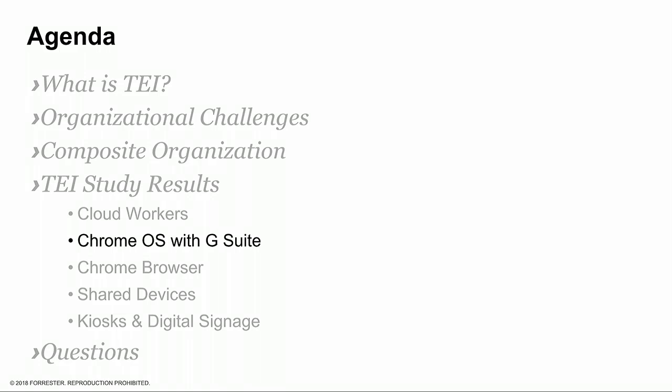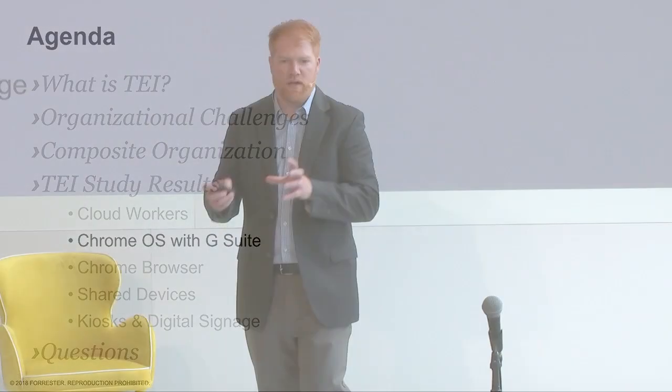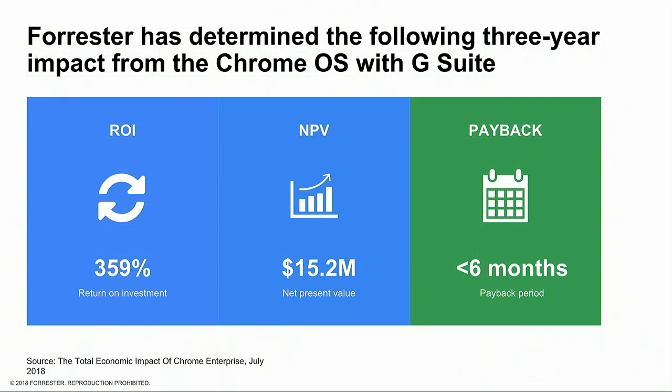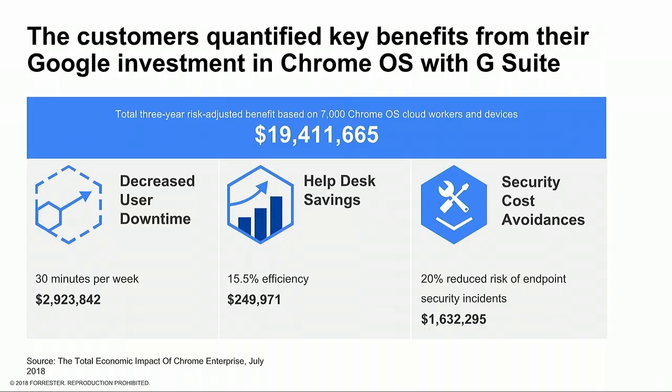So we're going to move on and focus a little bit more on the software and the ability to use that software from these cloud workers. And we're going to talk a little bit more about G Suite and the productivity gains that organizations are seeing with G Suite. So for this study, the ROI was around 359%. The NPV about $15.2 million, and the payback again being less than 6 months after they deployed.